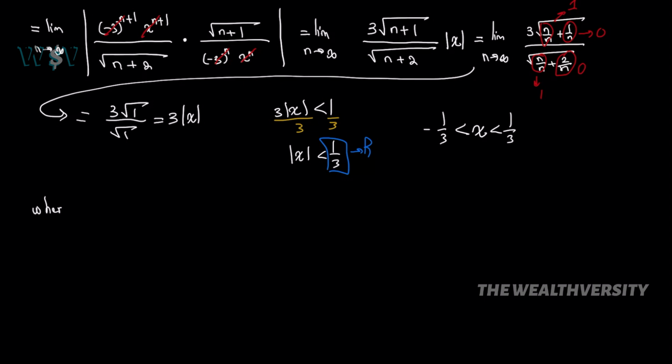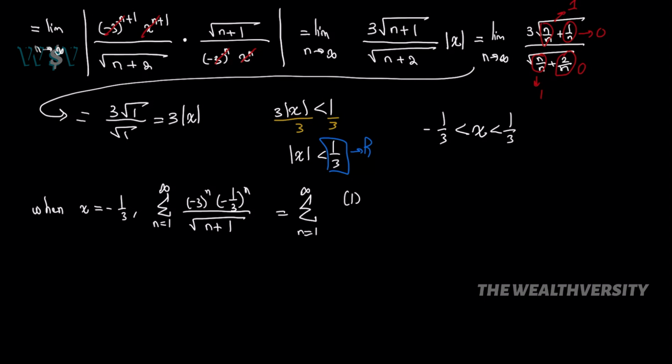So when x is equal to negative 1 over 3, the series becomes negative 3 to the power of n times negative 1 over 3 to the power of n over the square root of n plus 1. And using exponent laws, we know that since the numerator has two variables that have the same exponent, we can multiply negative 3 and negative 1 over 3, which leaves us with just 1 to the n, which no matter what n value is plugged in, it will always be 1.